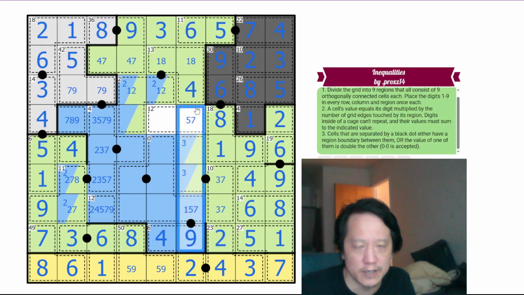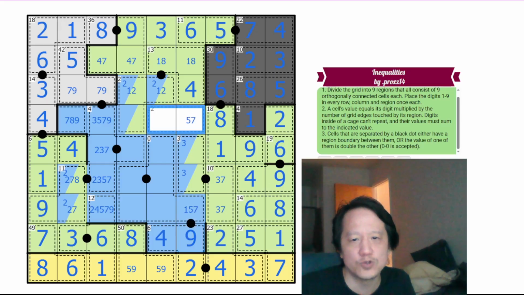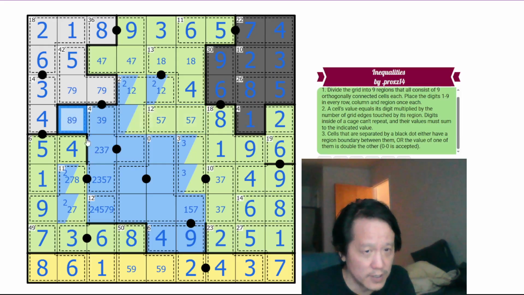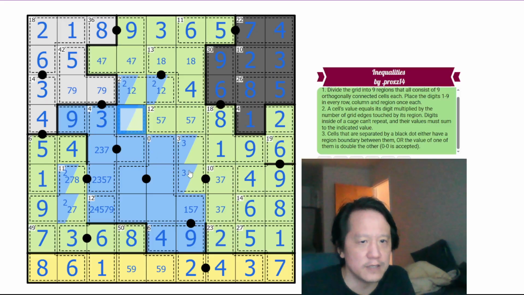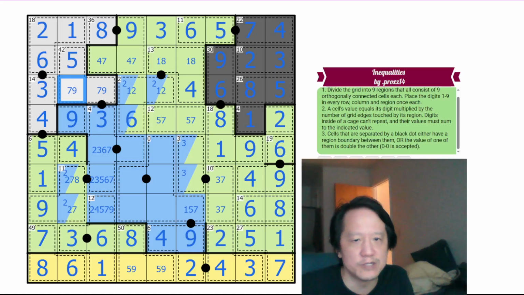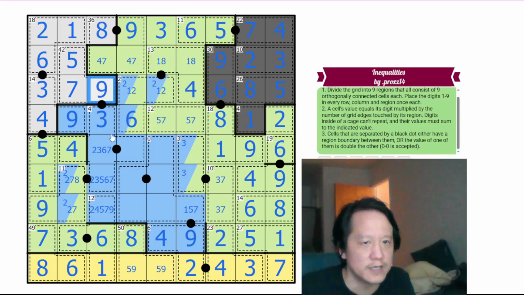No 9 here. These can't be doubled, so they have to add up to 12 as singletons. So this is 5, 7 as a pair. That eliminates 5 and 7 in the rest of the row, so this can't be 5 or 7. No 7 there. 8 eliminates 8 here, so this is 9, which makes that not 9, that's 3. That leaves that as a 6. 3 eliminates 3 in the rest of the column. 9 eliminates 9 in the rest of the column, so this is 7, which makes that 9.